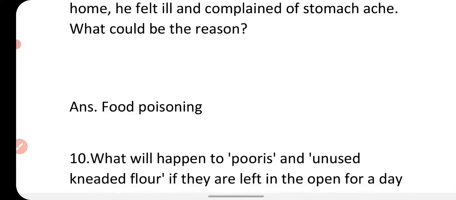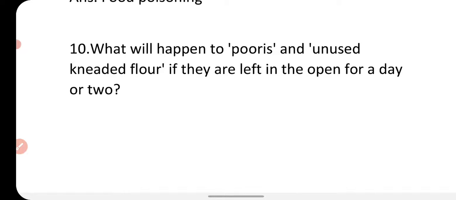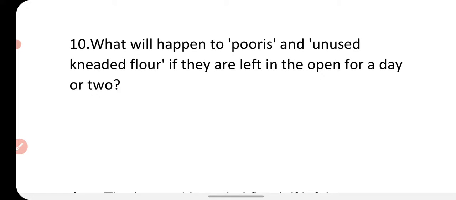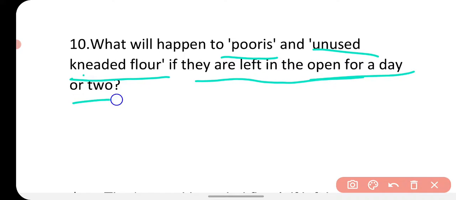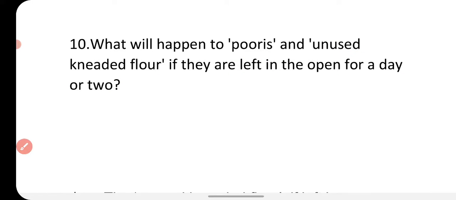Next and last question is, what will happen to puris and unused kneaded flour if they are left in the open for a day or two? Okay, there are some puris and some unused kneaded flour, and they both are left in the open for a day or two. What will happen in both cases?